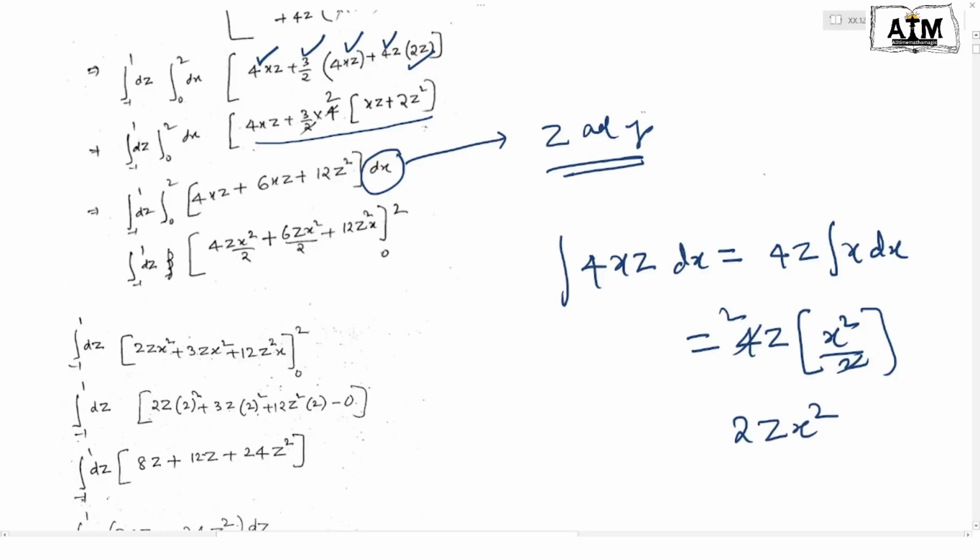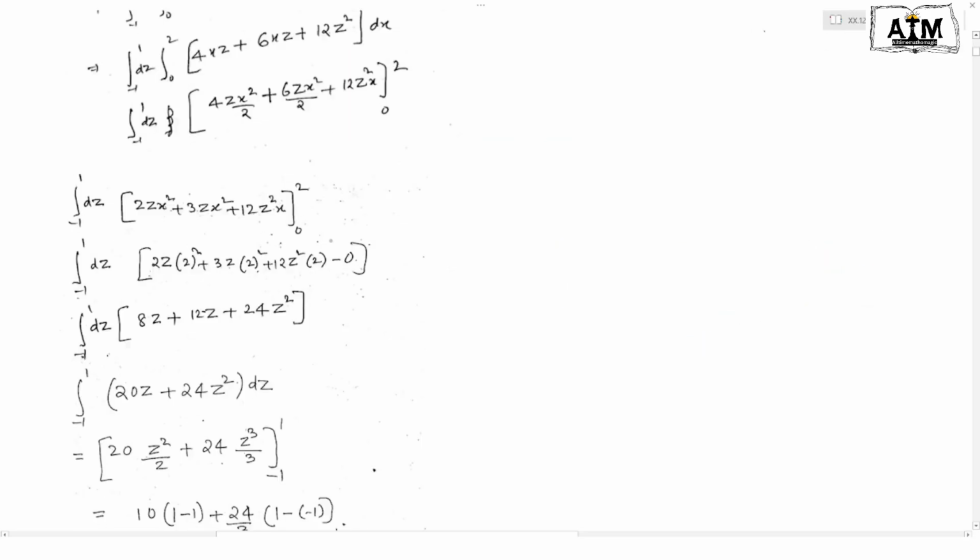Similarly, the other terms and limits are 0 to 2. And after that, putting the limit 0 to 2, so we get 8z, 12z and 24z square, which is equivalent to 20z plus 24z square.